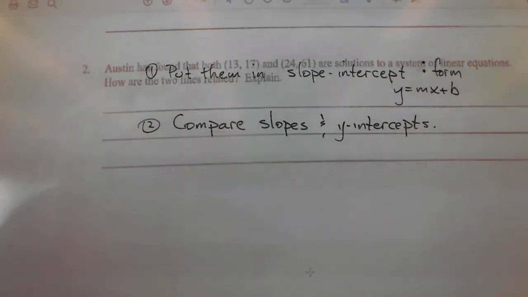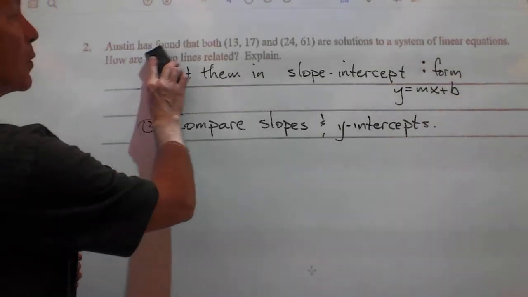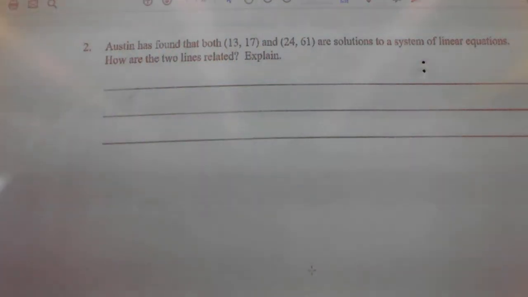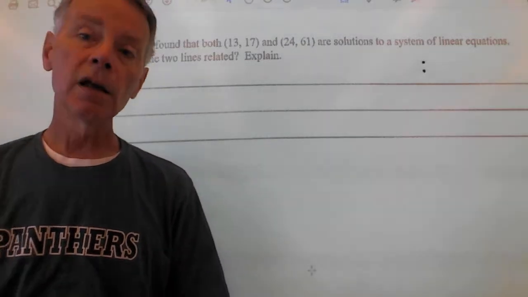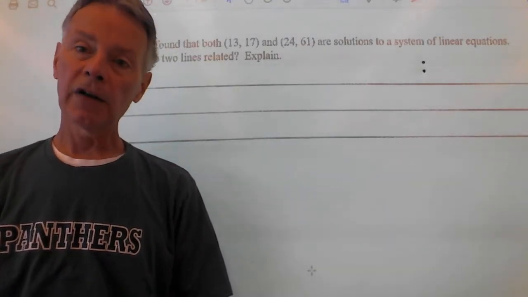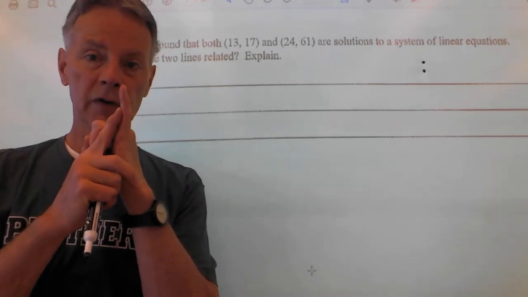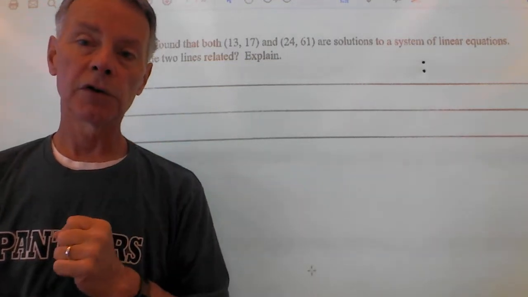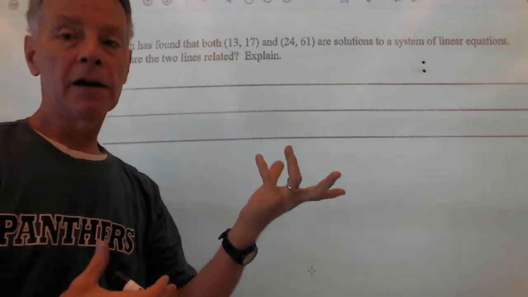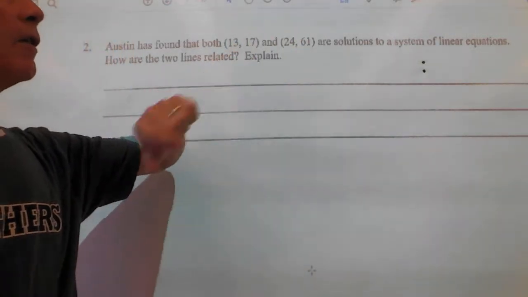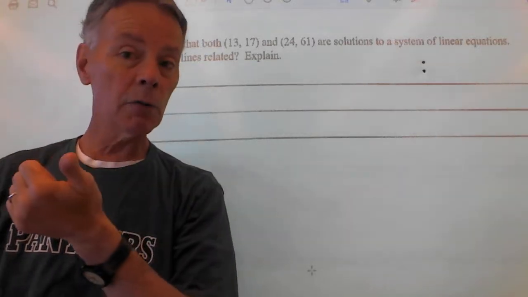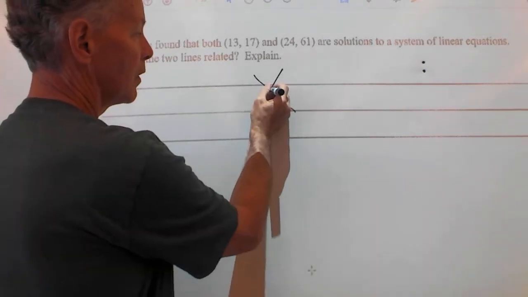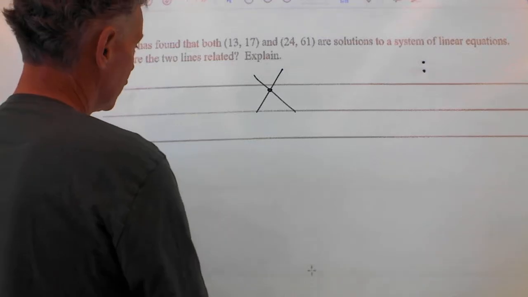So Austin. It says Austin found that both 13, 17 and 24, 61 are solutions to a system of linear equations. How are the two lines related? Explain. So in other words, what they're asking is, do you have that first group with one solution, the second group with no solutions, or the third group with an infinite number of solutions? Well, if Austin's right, and we're going to assume he's right, there are two solutions. So obviously 2 is bigger than 1. So it's not the first group with just one solution that would look like this, okay, where you have that one point of intersection. So it's not that one.